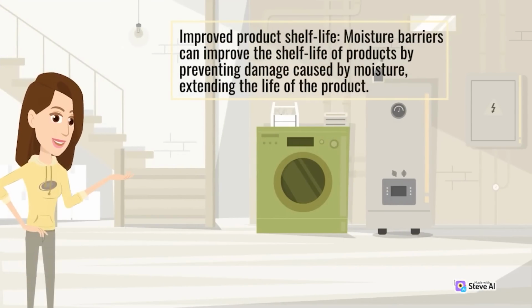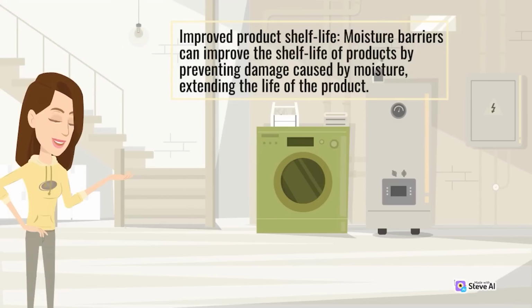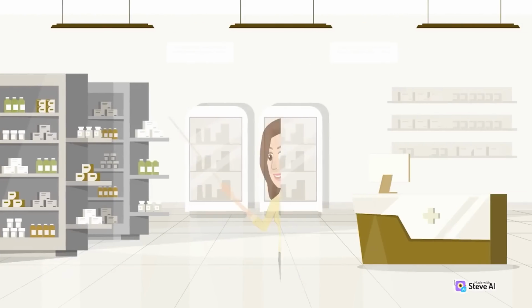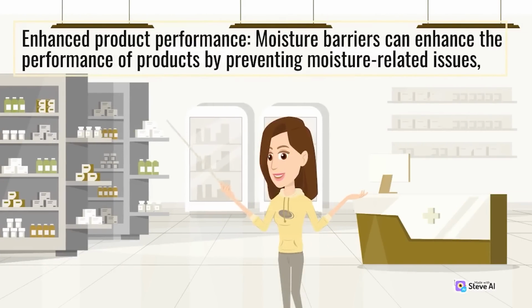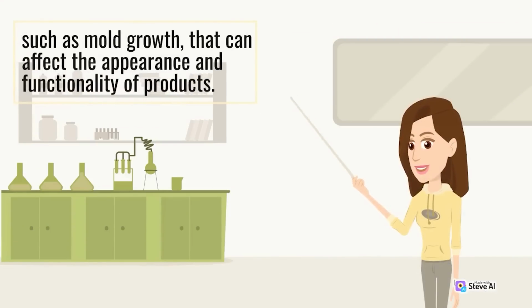Improved product shelf life. Moisture barriers can improve the shelf life of products by preventing damage caused by moisture, extending the life of the product. Enhanced product performance. Moisture barriers can enhance the performance of products by preventing moisture-related issues, such as mold growth, that can affect the appearance and functionality of products.